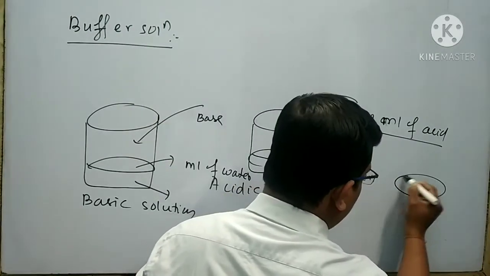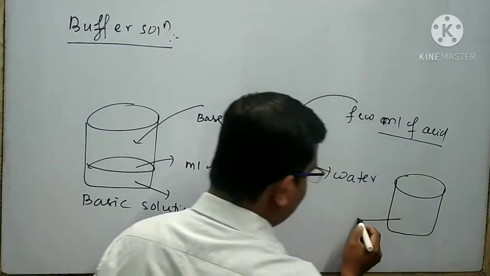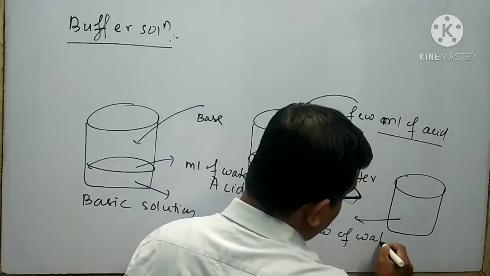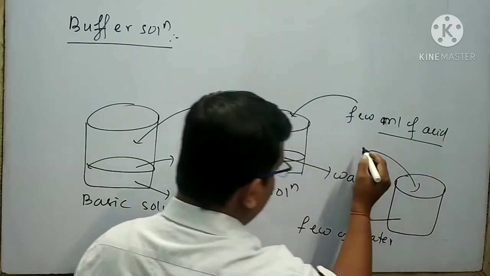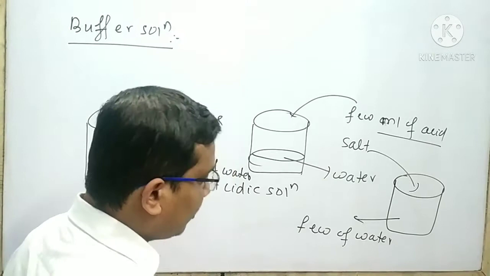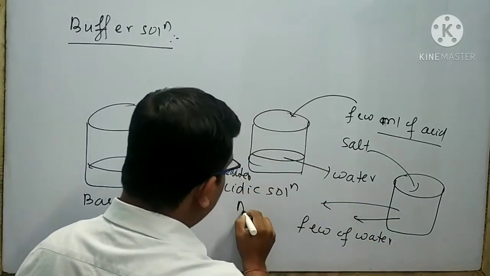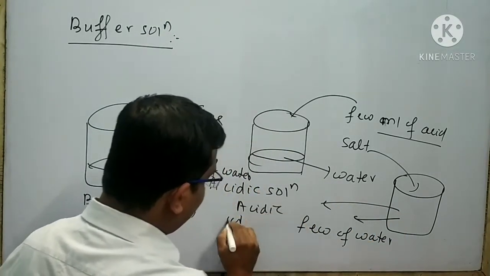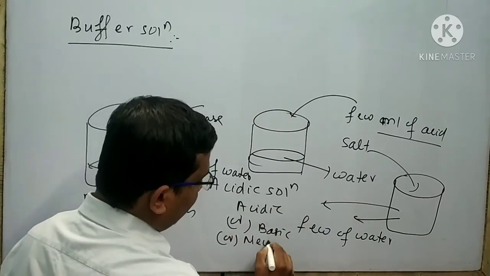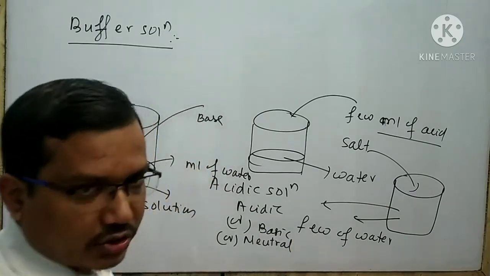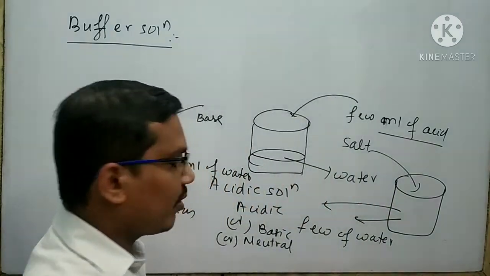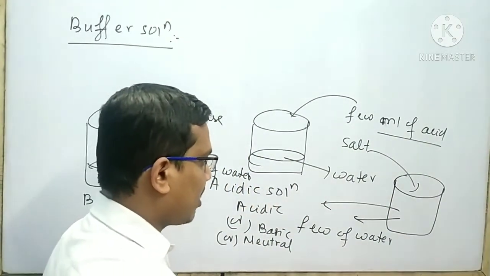Similarly, take another beaker. In this beaker, suppose a few ml of water is present. If I add some amount of salt, then a solution is formed. This solution may be acidic, or basic, or neutral in nature. That depends upon the salt. According to the salt, the solution may be acidic, basic, or neutral.